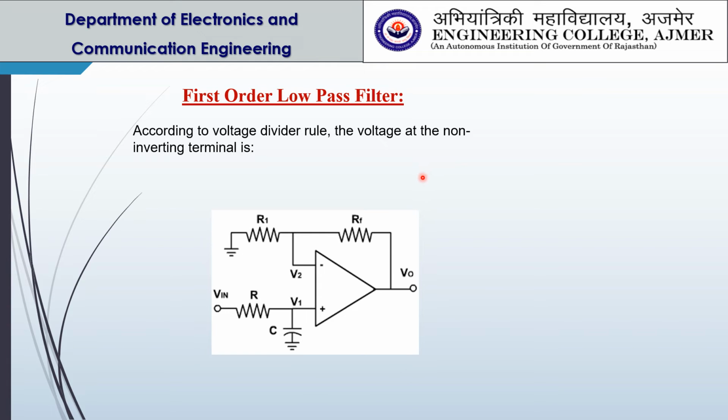So let's start the detailed discussion of the first order low pass filter. The figure shows a first order low pass Butterworth filter that uses an RC network for filtering, and the operational amplifier is used in non-inverting configuration, and the R1 and RF feedback factor decide the gain of the filter.